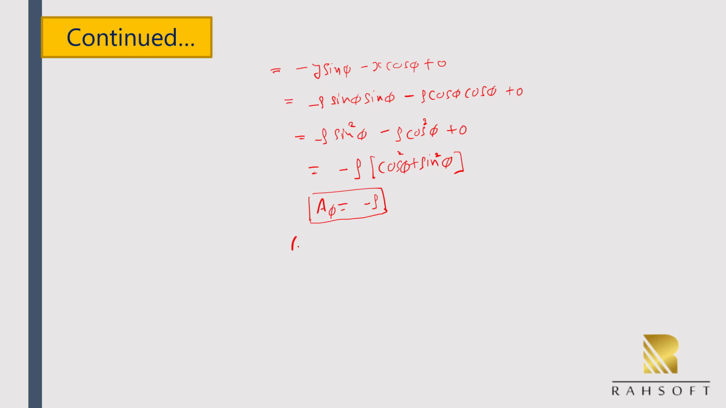Now we have to calculate A z. So A z will be calculated in the same way, vector A dot unit vector a z. So this is y unit vector a x minus x unit vector a y plus z unit vector a z, dot product with unit vector a z. So it is equal to y unit vector a x dot unit vector a z minus x unit vector a y dot unit vector a z plus z unit vector a z dot unit vector a z. So now A z is equal to z.